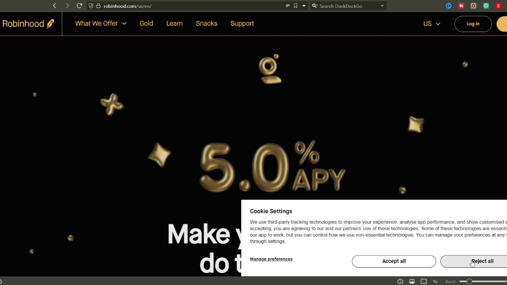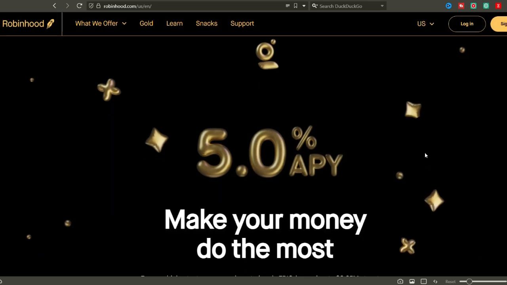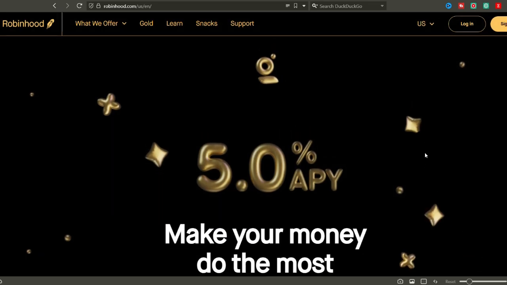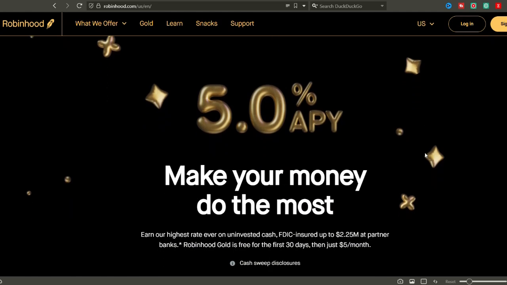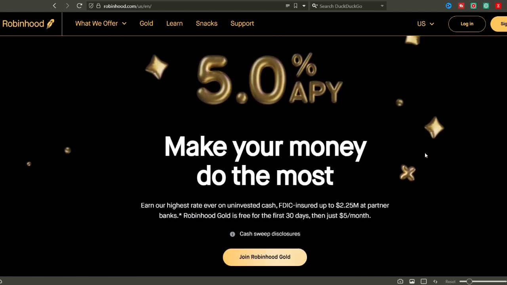Alright, let's get straight to it. Understanding your Robinhood gains and losses. Robinhood provides a few key areas to track your investment performance.